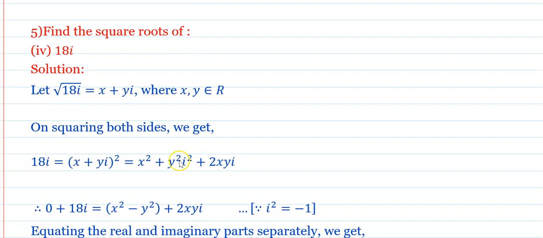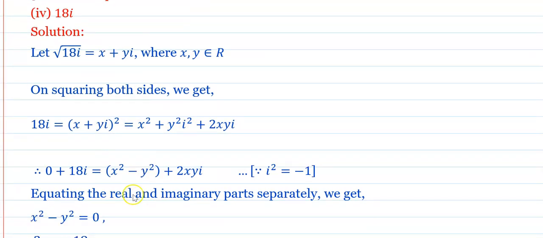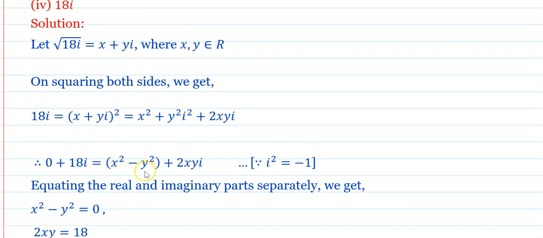Now the next question, find the square root of 18i. Let root of 18i be equal to x plus yi, where x, y belong to the set of real numbers. Squaring on both sides. Therefore 18i is equal to (x plus yi) whole square. Therefore you will get x square plus y square i square plus 2xyi. i square is minus 1 and hence you will get x square minus y square. Okay, x square minus y square is equal to 0 and 2xyi is equal to 18i.